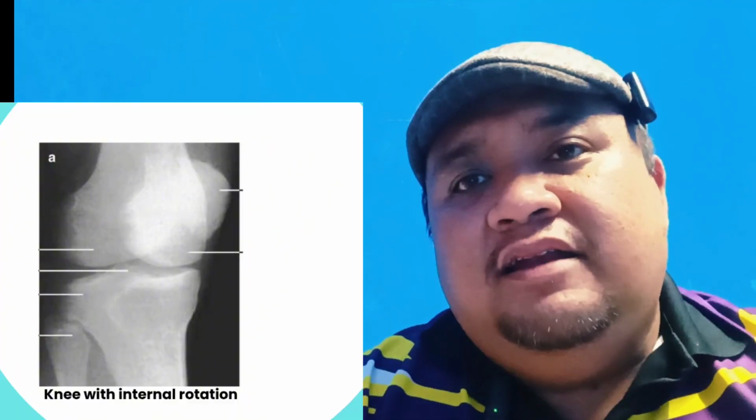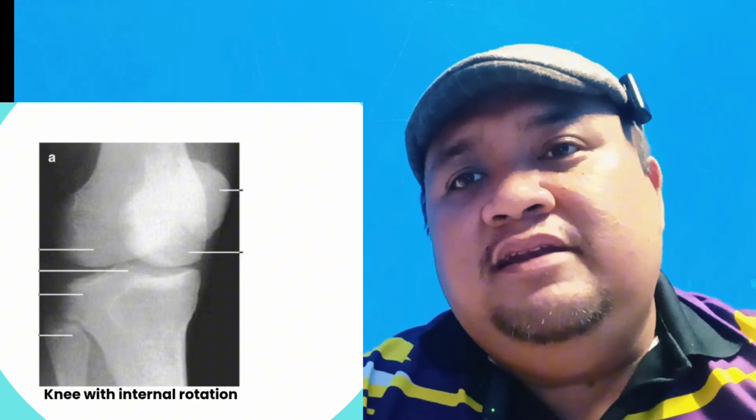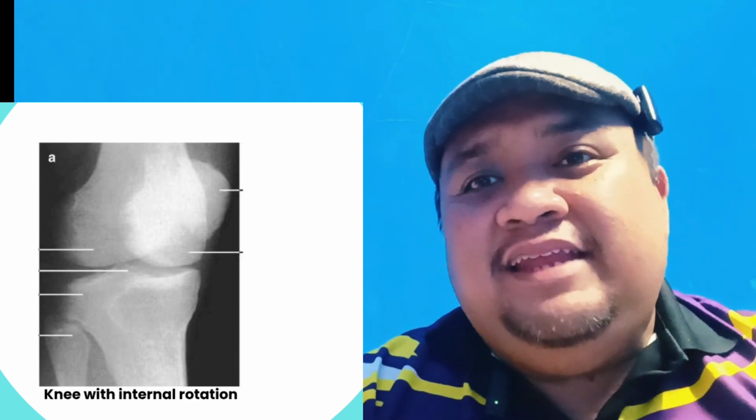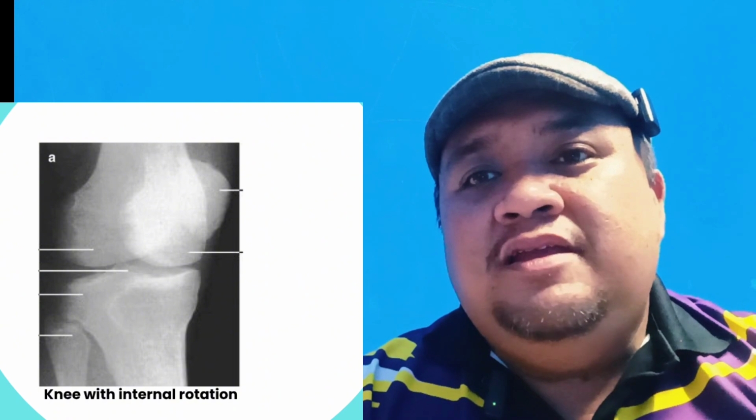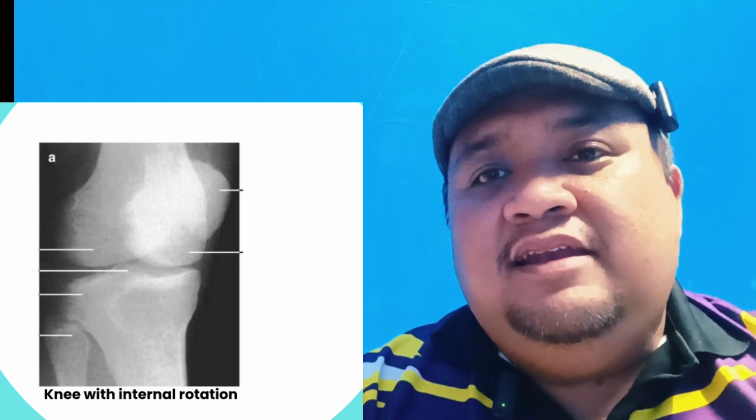Let's start with the internal medial rotation. In this case, the lateral femoral condyle appears larger than the medial condyle. You also notice that the fibula head is barely superimposed by the tibia. This suggests that the leg is rotated too far inward.